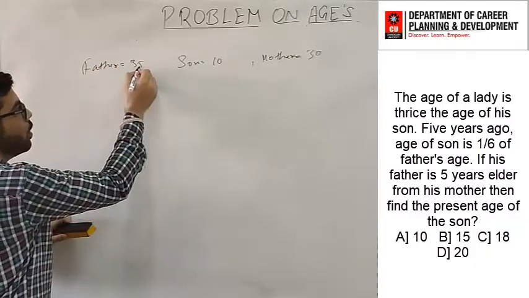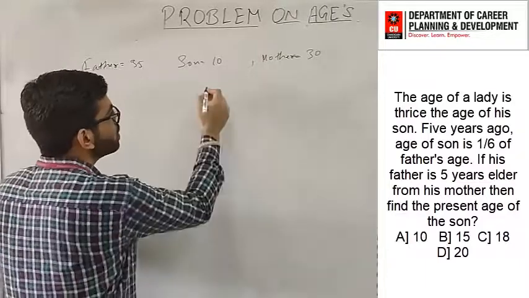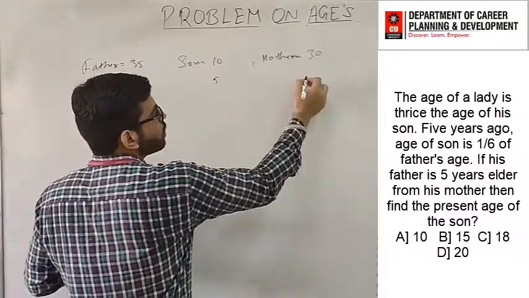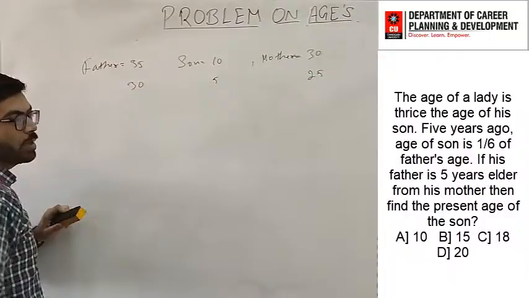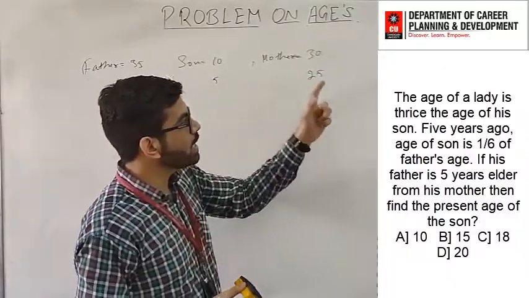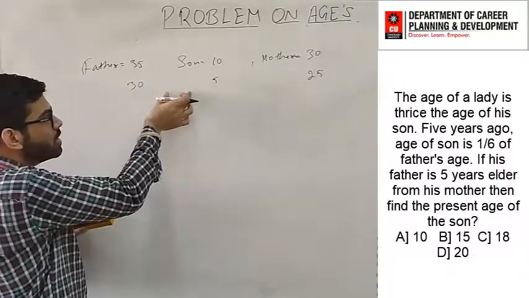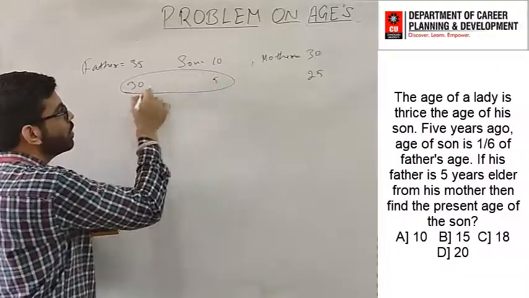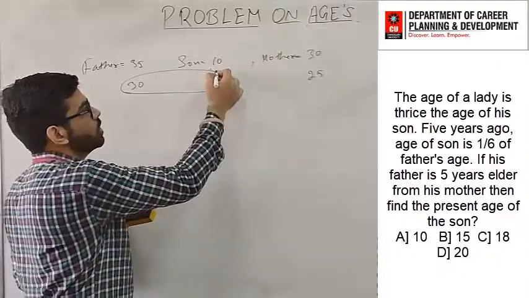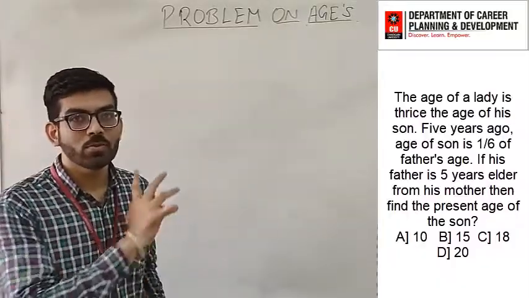So the father's age will be 35 years. Now according to the statement, 5 years ago, so subtract 5 from each number, that means the ages will be 5, 25 and 30. Now the next part of the question is 1/6 of his father's age. That means the son is 1/6 of his father's age and the conditions are fully satisfied. So our answer will be option A, the son's age will be 10 years. Okay, let's move to another question.